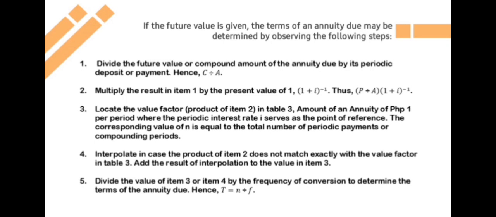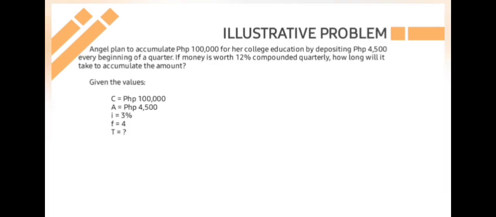So, let's have an illustrative problem. Angel planned to accumulate 100,000 pesos for her college education by depositing 4,500 pesos every beginning of a quarter. If money is worth 12% compounded quarterly, how long will it take to accumulate the amount?